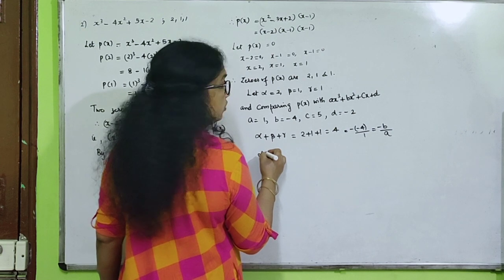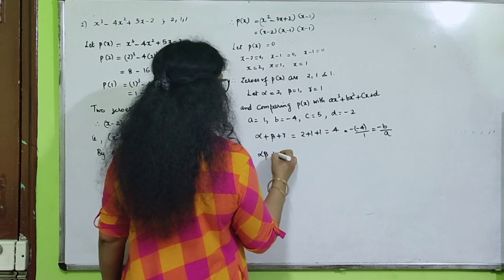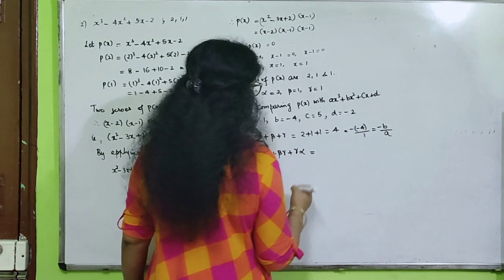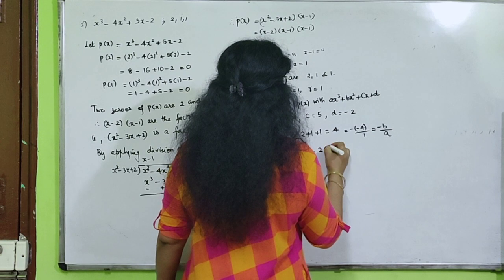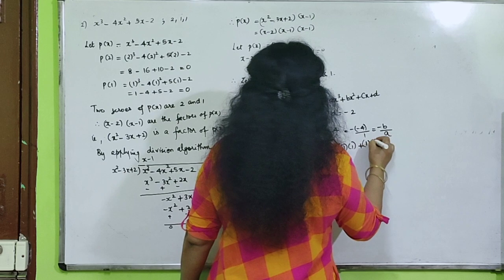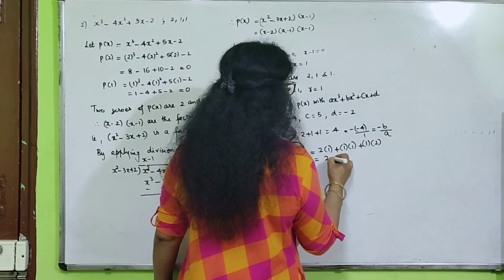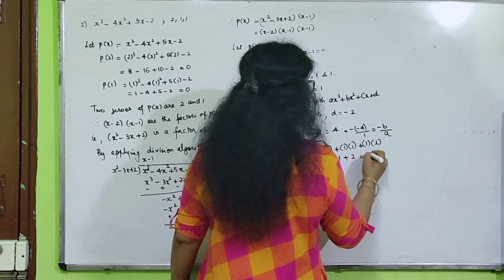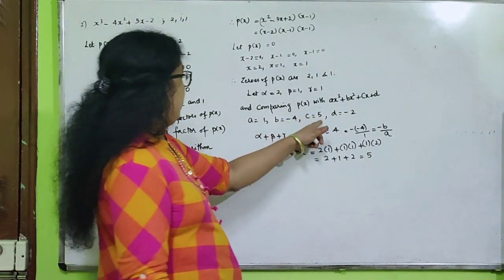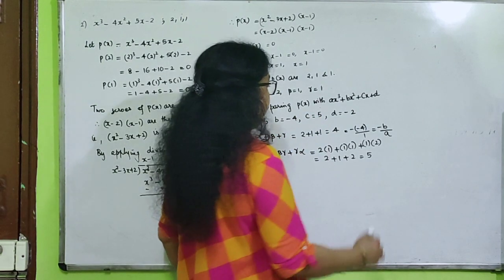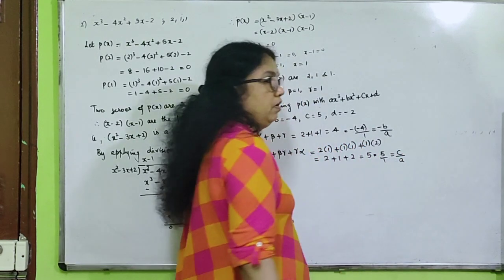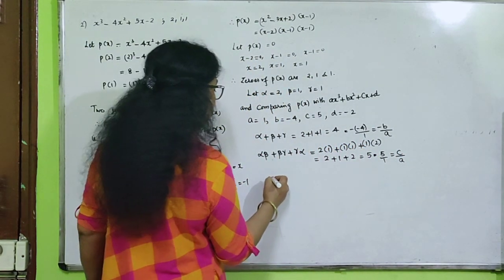Now next, the sum of the product of two zeros taken at a time. That is alpha beta plus beta gamma plus gamma alpha, equal to 2 into 1 plus 1 into 1 plus 1 into 2. 2 ones are 2, plus 1 plus 2. That is equal to 5. What do you want to get here? C by A. What is C value? C is 5. This is 1. So this 5 you can write as 5 by 1. That is equal to C by A. So that also verified.